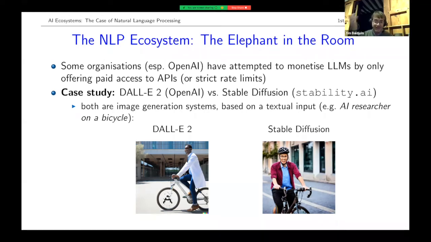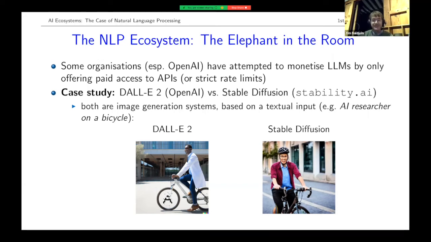And kind of a very recent exemplar of that is in the context of text to image. So generate an image given a textual description. So I've got here some exemplars from DALL-E 2 from OpenAI versus Stable Diffusion. I'm sure you've seen various examples of these over the last couple of months. They've kind of been doing the rounds on social media.